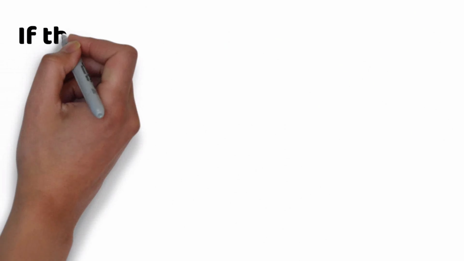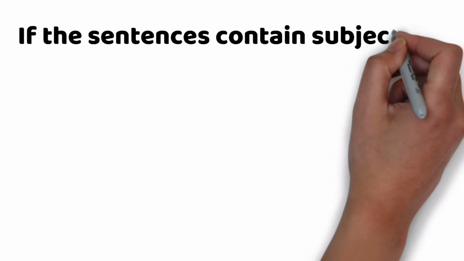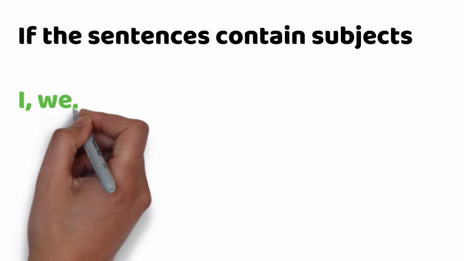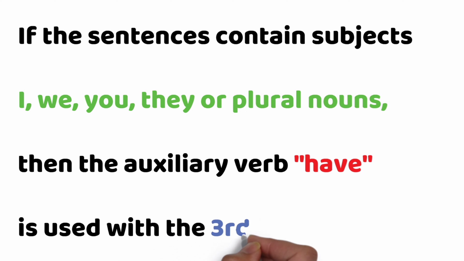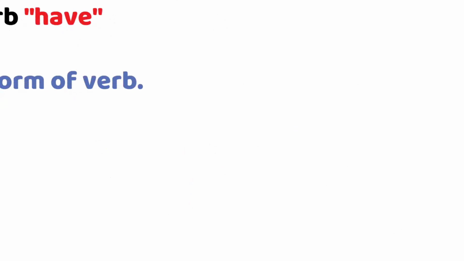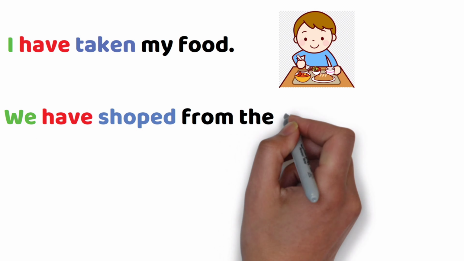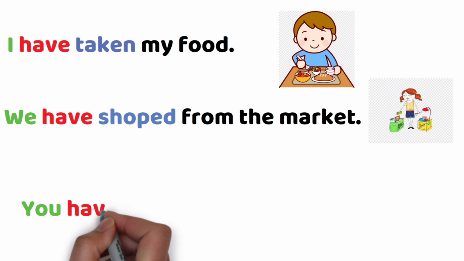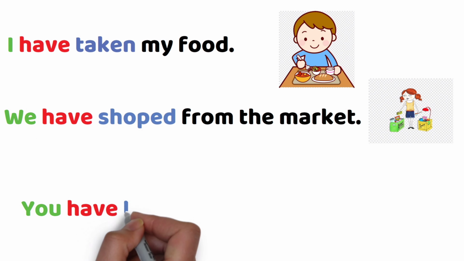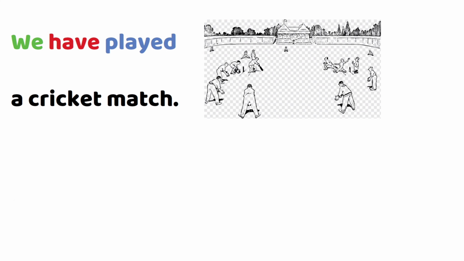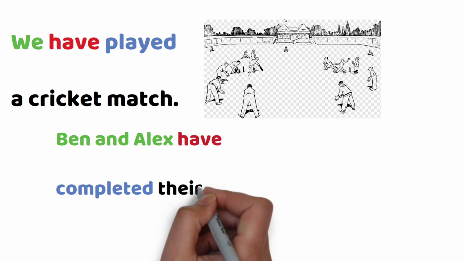If the sentence contains subjects I, we, you, they, or plural nouns, then the auxiliary verb have is used with the third form of the verb. I have taken my food. We have shopped from the market. You have left home. We have played a cricket match. Ben and Alex have completed their homework.